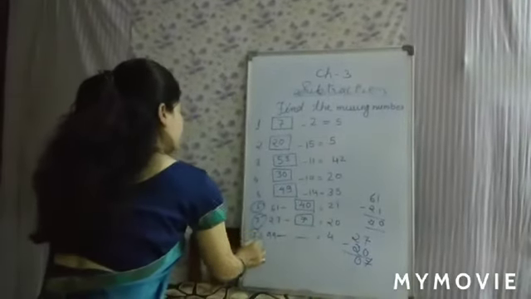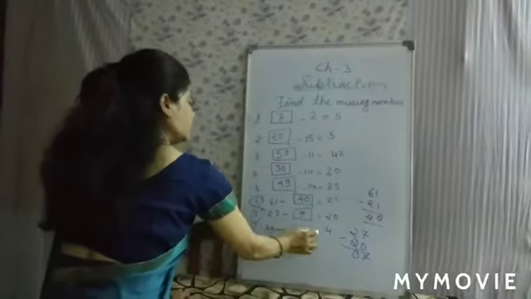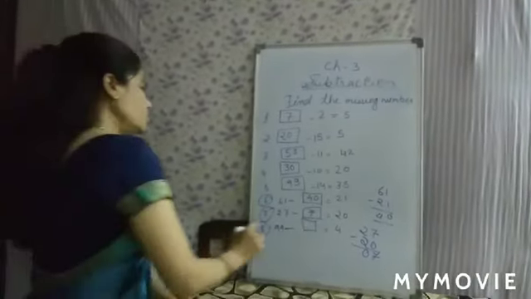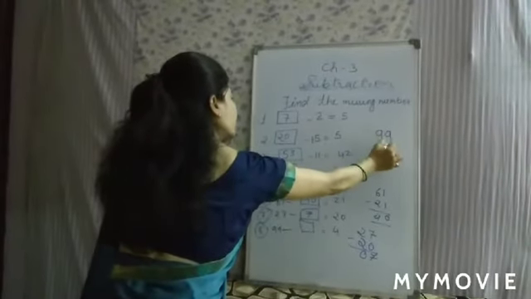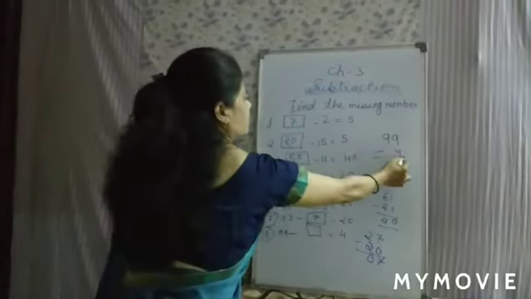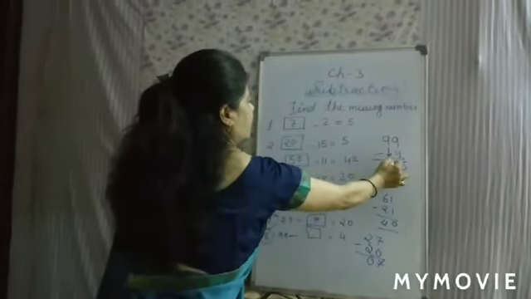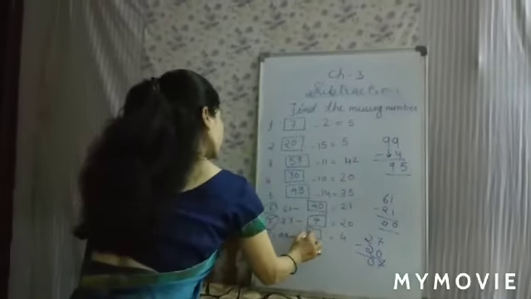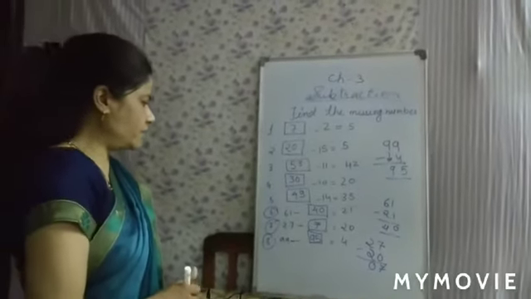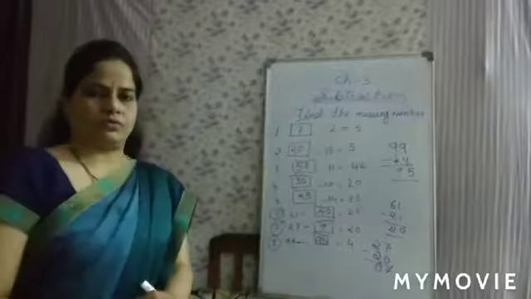Next is 99 minus dash equals 4. Again here you have to find the smaller number. So you have to subtract 4 from 99. So 9 minus 4 will be 5 and 9 as it is you have to write. What will you get here? 95, which is the smaller number. So this way you have to do.